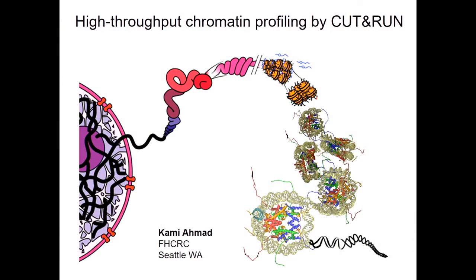Chromatin in all eukaryotes, or almost all eukaryotes, is packaged into nucleosomes, which are histones wrapping DNA. And what's important for the function of chromatin is really where are specific chromatin components? Where are these nucleosomes? Where are transcription factors that bind DNA between these nucleosomes?